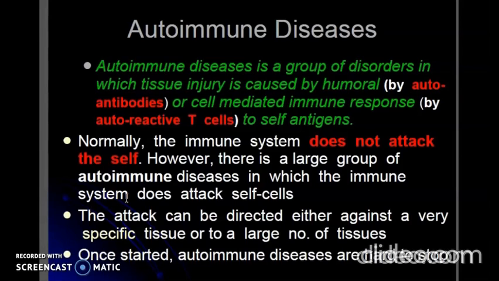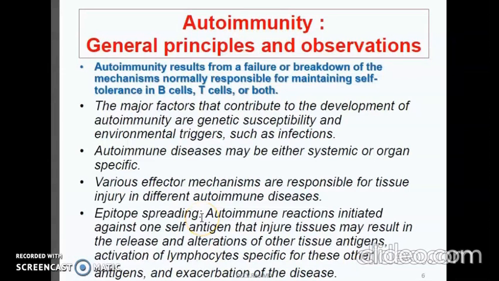Normally, the immune system does not attack the cell. However, there is a large group of autoimmune diseases in which the immune system does attack cells. The attack can be directed either against a very specific tissue or to a large number of tissues. Once started, autoimmune diseases are hard to stop. Let's see some of the general principles and observations about autoimmunity.